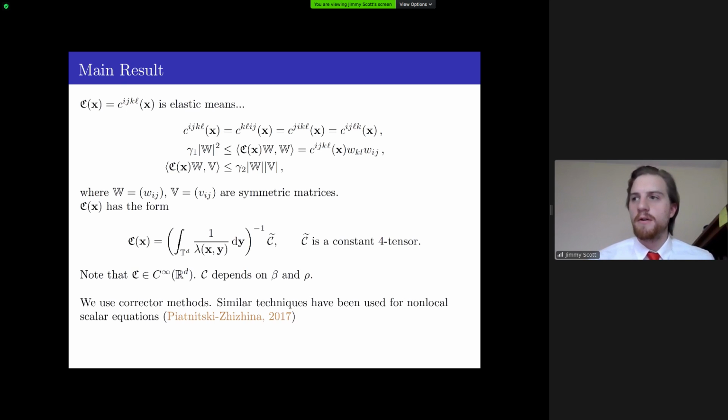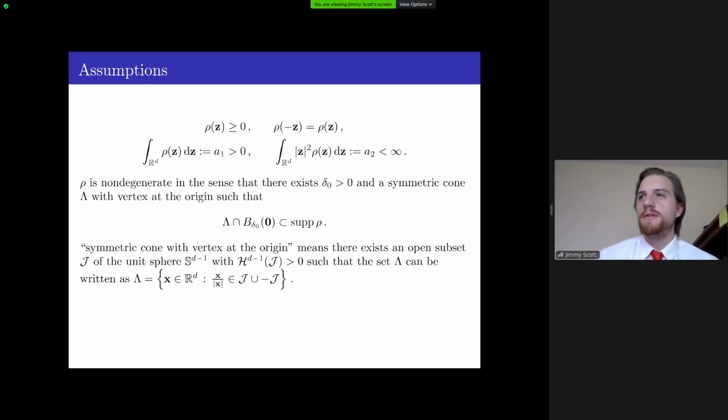Okay, and so the asymptotic analysis we use is corrector methods. Similar methods have been used for non-local scalar equations, and the first one was by Bednarczyk and Legendre in 2017. There's been a lot of work done since then on non-local operators with this sort of simultaneous homogenization regimes, representing the short range forces as well as the vanishing horizon.